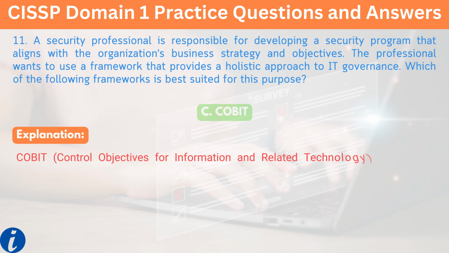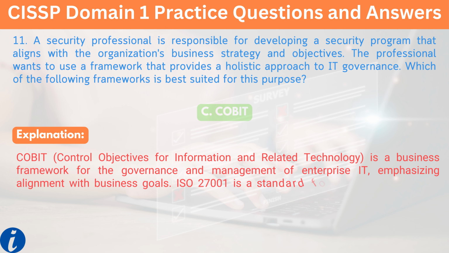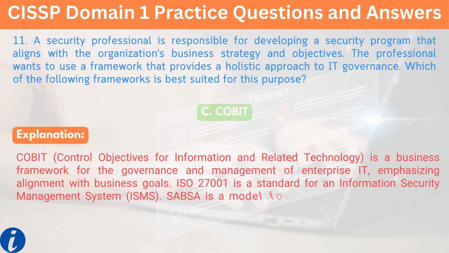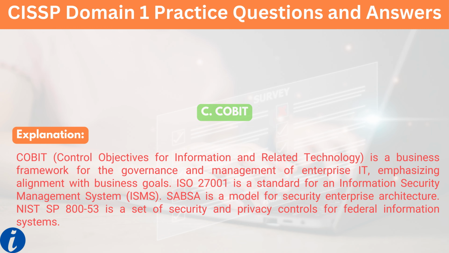COBIT. Explanation: COBIT, Control Objectives for Information and Related Technology, is a business framework for the governance and management of enterprise IT, emphasizing alignment with business goals. ISO 27001 is a standard for an information security management system, ISMS. SABSA is a model for security enterprise architecture. NIST SP 800-53 is a set of security and privacy controls for federal information systems.